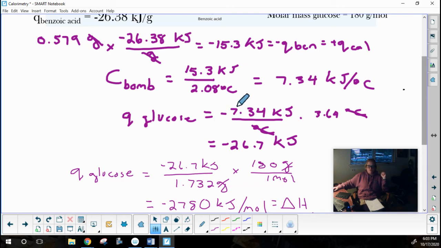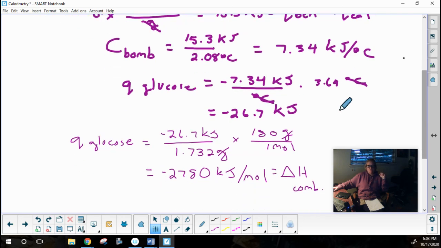It could release negative 7.34 kilojoules for every degree Celsius. The glucose sample went up by 3.64 degrees Celsius, so the glucose sample released negative 26.7 kilojoules. And then I changed this to kilojoules per mole by dividing by the mass of the sample and multiplying by the molar mass. So again, a lot there. You'll have some practice attached to this. And this is the end of video 3 for calorimetry chemistry.